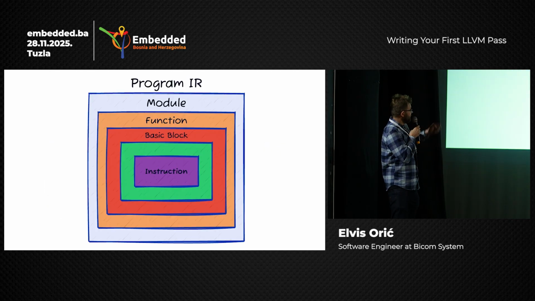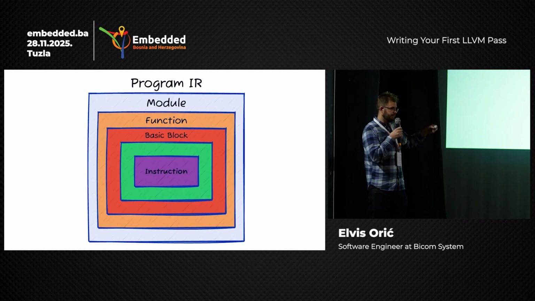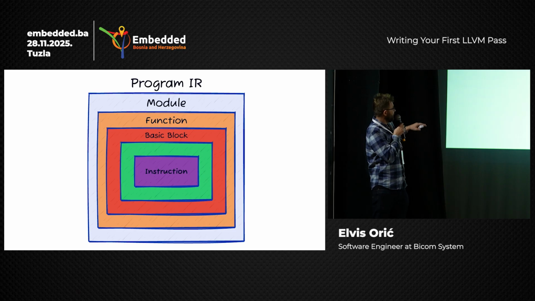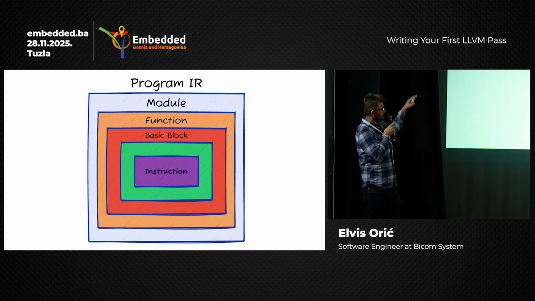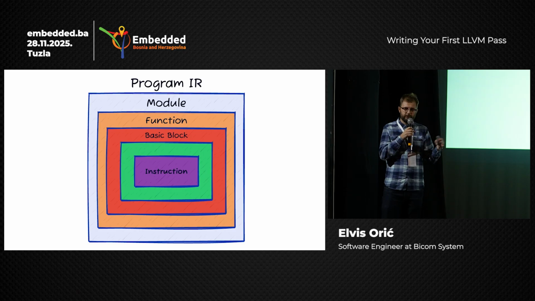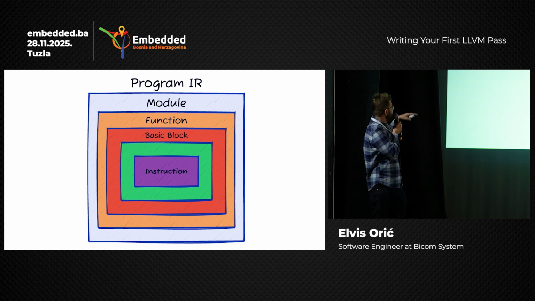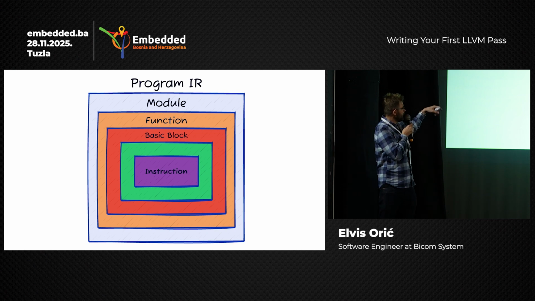In intermediate representation we have a couple of building blocks. We have the module, which has a one-to-one relation with a compilation unit in C or C++. And then we have functions, basic blocks, and instructions.